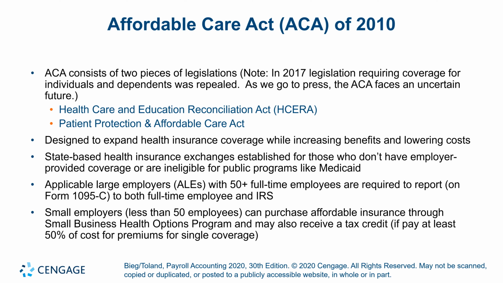Applicable large employers, or ALEs, with 50 plus full-time employees are required to report on the 1095C which employees are covered by the insurance, to both the full-time employee and the IRS. This form, this 1095C, used to be required for a few years. It was required when we filed taxes to prove that we had insurance, because if you couldn't prove you had health insurance, then you got charged a fine or a fee for not having health insurance. And so this form was given both to the employee and to the IRS.